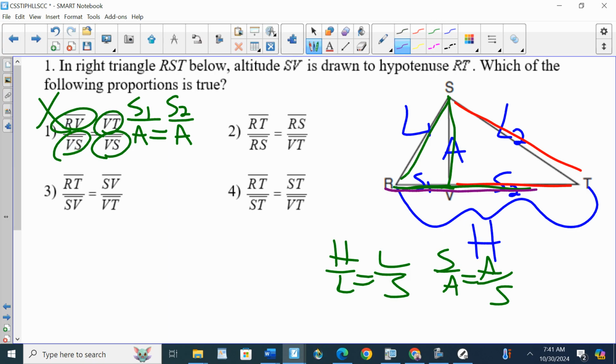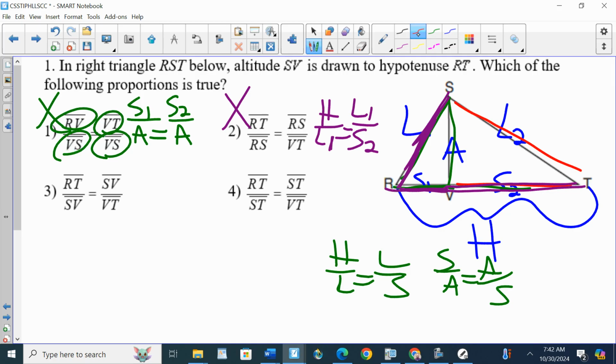Let's look at choice 2. RT is H over RS, RS is L1, equals RS, L1 over VT, S2. Well, it looks like HLLS, but again, because it's L1 and S2, it's not correct. If you're using RS, you must be using RV, therefore it's not correct.